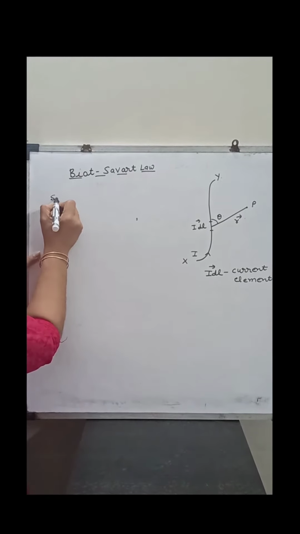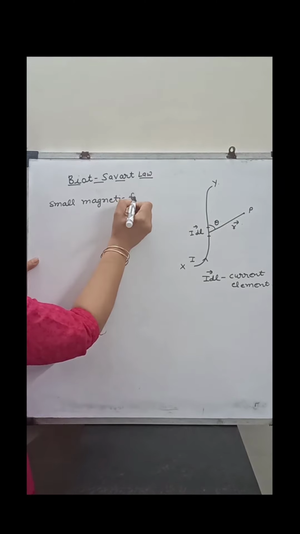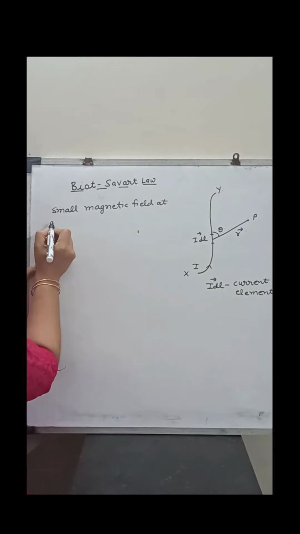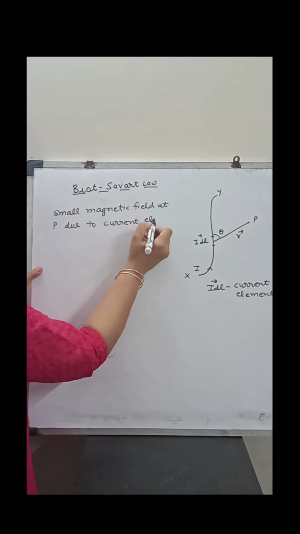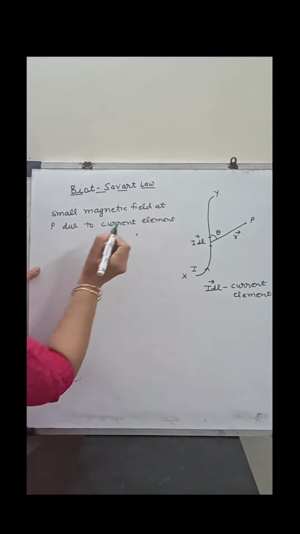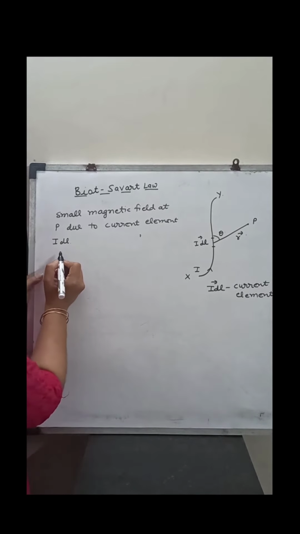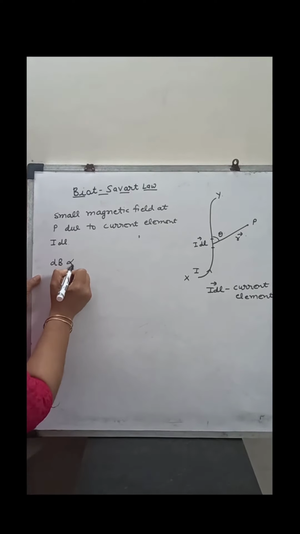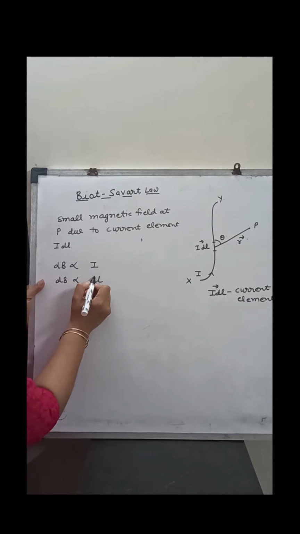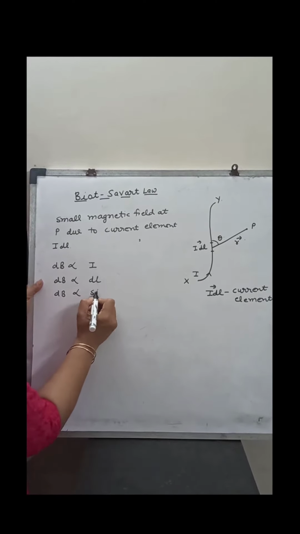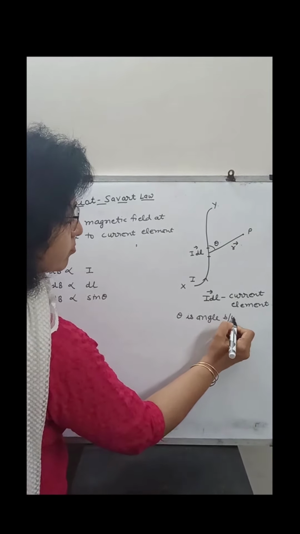Magnetic field induction dB at a point P due to current element IDL depends on following factors. dB is directly proportional to I, also directly proportional to dl, directly proportional to sin theta, where theta is angle between IDL and r.